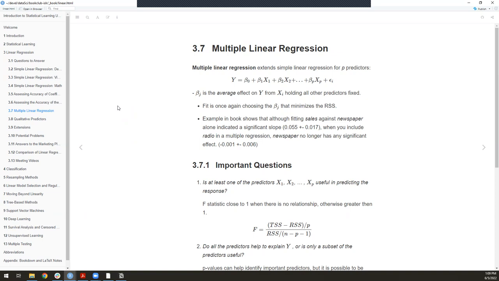But the process is basically the same. Now you're going to minimize the residual sum of squares. You're going to choose the parameters beta j so you minimize the residual sum of squares. And how you do that is not really given in the book. You just have tools, like the linear model tools in R, that can do it for you. This is kind of the approach I think this book takes.